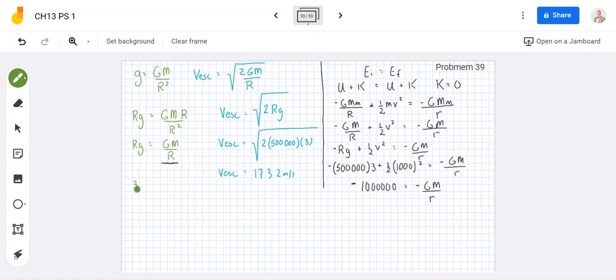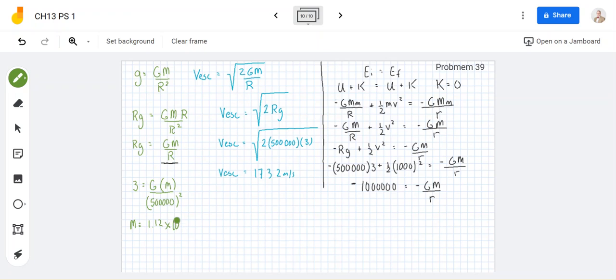They tell me my g value is 3. I know the universal gravitational constant. I don't know the mass of the planet, but it does tell me that the radius is 500 kilometers. So let's take a quick moment and solve for the mass. I plug in the g value, the little g value. I know the universal gravitational constant. I don't know the mass. Here's the radius.